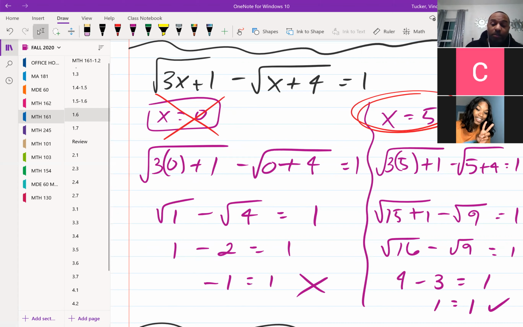You notice we didn't mention checking all the way up to this point. But when it comes to this process, and this is 1.6, when you're dealing with these radicals, because you're going to be squaring both sides, that's when you have to check.